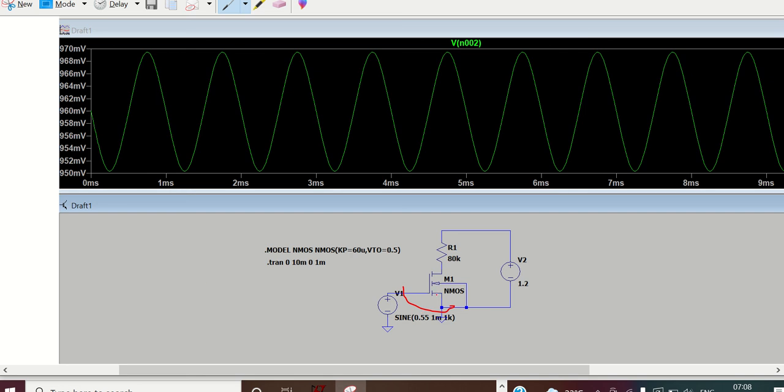What is this 1 milli? What is 0.55 milli? I am taking a waveform like this. This is my ground. Over this, there is 0.55, and there is a 1 millivolt sine wave over this. This is the offset 0.55. Over this, there is a 1 millivolt sine wave. That is the signal.